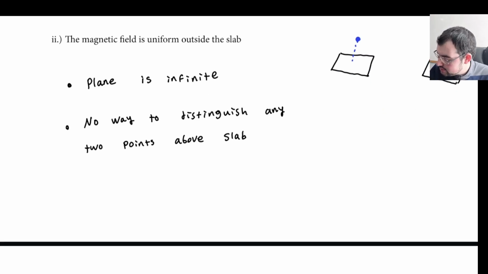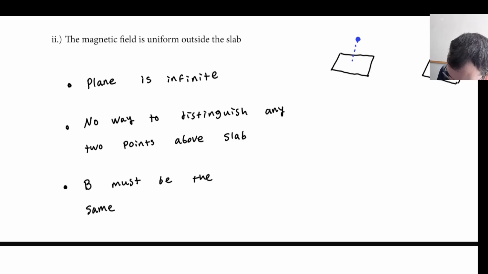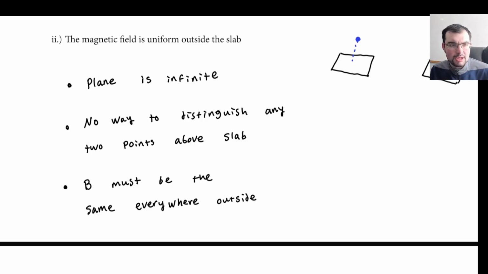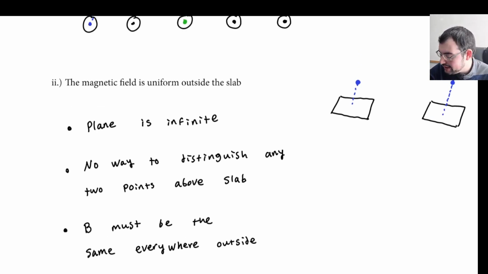So this means B must be the same everywhere outside. Because how would the slab know how far away you are from it? Again, this is definitely a very loose argument, and you can definitely use a similar idea as the vision cone. I just wanted to present this one because I thought it was kind of neat.